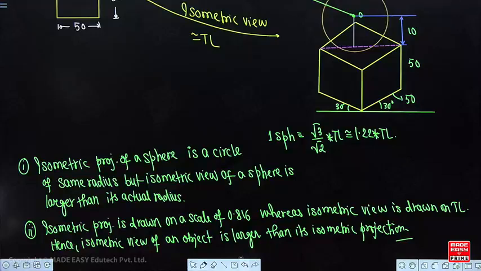This is the difference: isometric projection is drawn on a scale of 0.816, but isometric view is drawn on its true length. So isometric view will look larger in shape and size as compared to the isometric projection. That is the difference between isometric view and isometric projection.